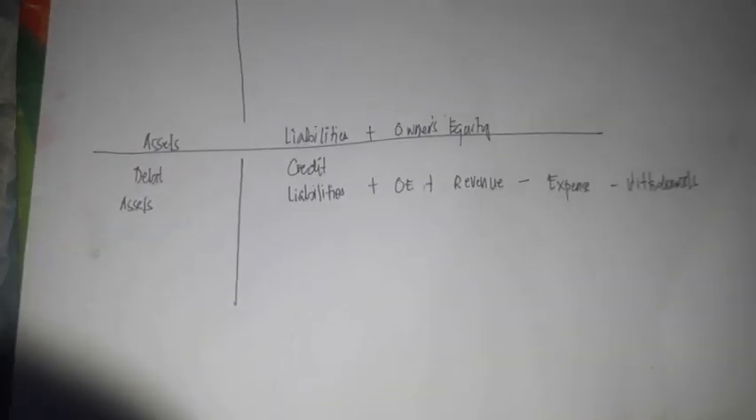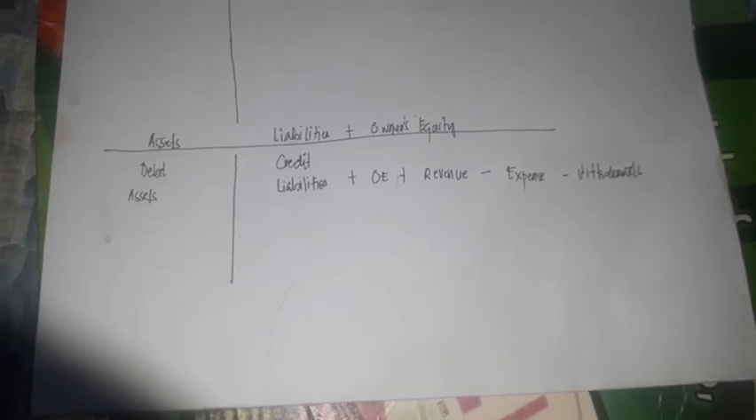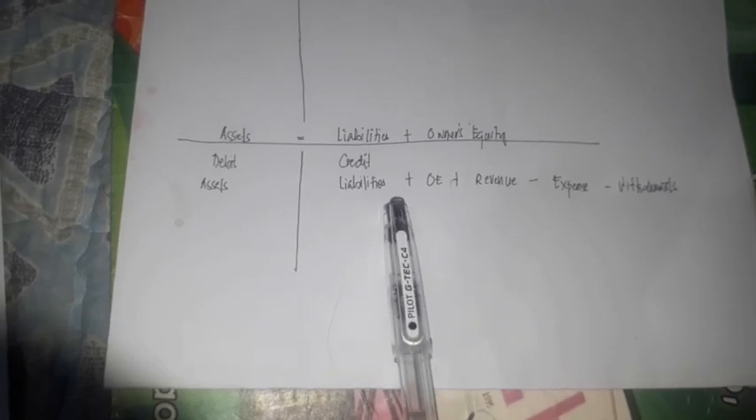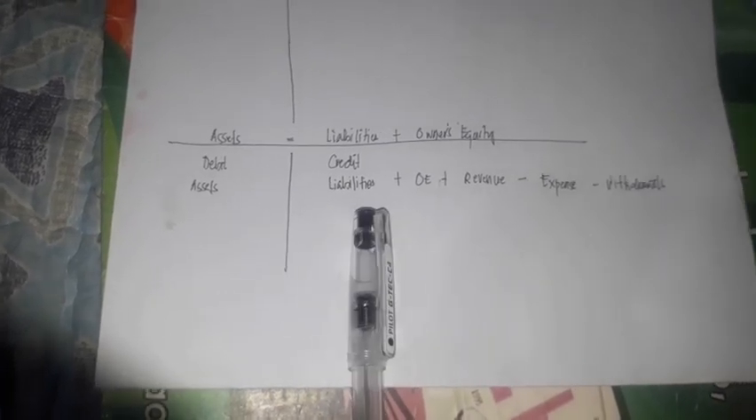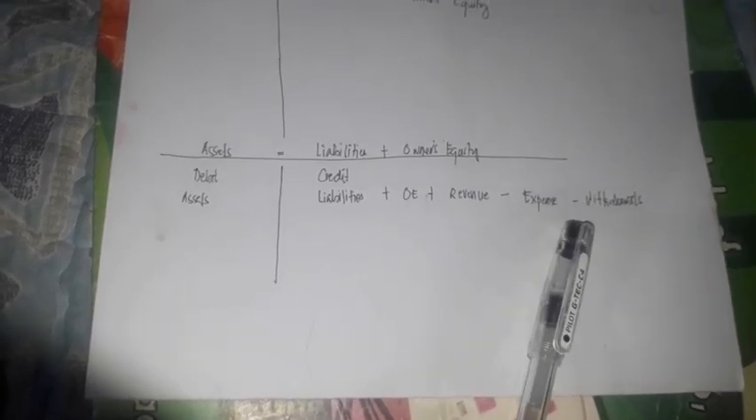Okay, so ito po yung ating extension ng ating accounting equation. Assets is equals to liabilities plus owner's equity. So, ang ating assets ay debit at ang credit naman natin ay ang liabilities plus owner's equity plus revenue minus expense and minus withdrawals.